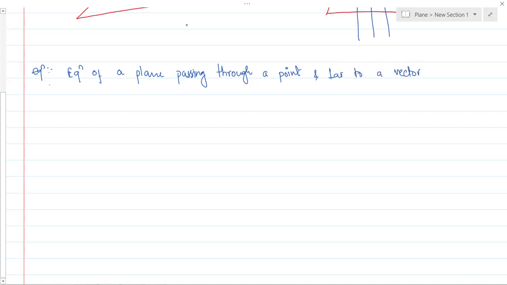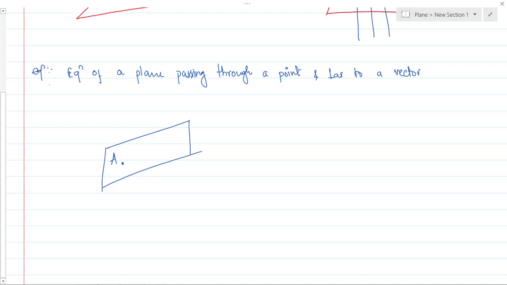Suppose you have one condition that this is the plane, and you know that this plane is passing through the point A. Plane passing through point A means the point A is lying on that plane. Please make sure that you understand these two sentences. What I am saying is the plane is passing through the point A, or the point A is lying on the plane. Both are the same sentence, only the wording is different.